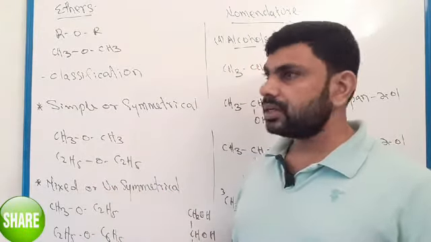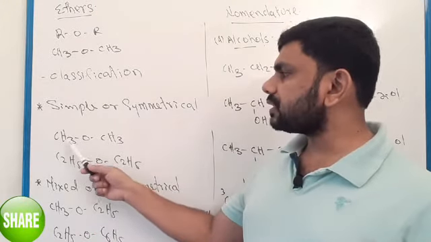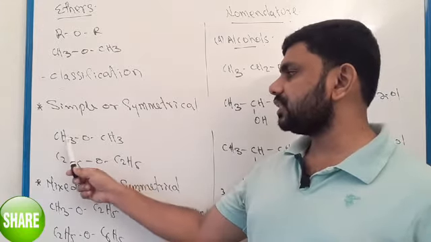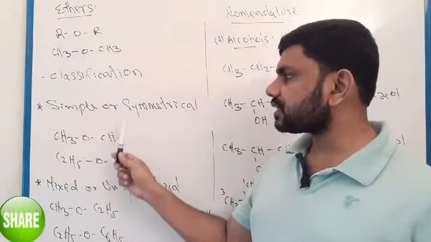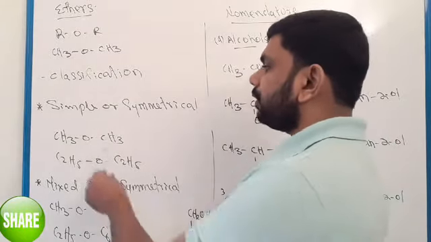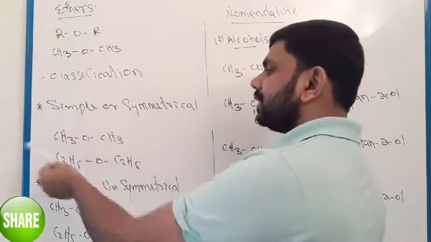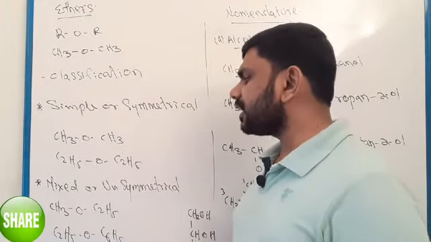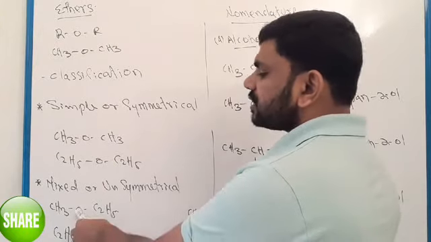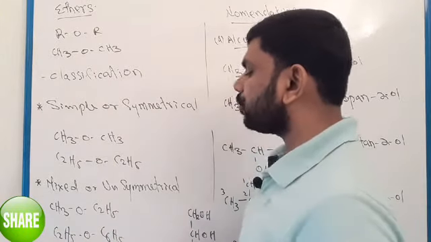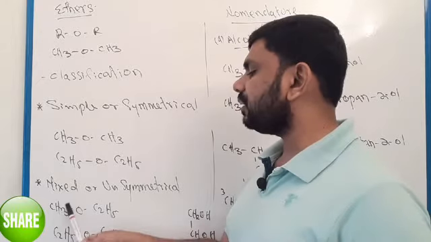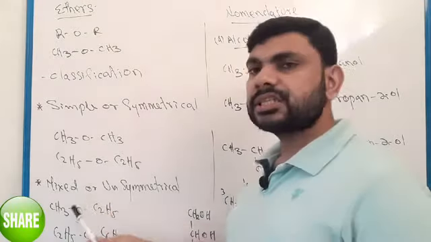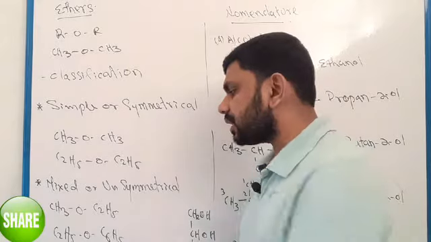Simple ether means on each side of the oxygen atom there is the same alkyl group. Look here, CH3 CH3, here C2H5 C2H5. These are symmetrical. Symmetrical means each side of the oxygen atom has the same alkyl group. This is symmetrical, or simple ether. Mixed ether means in the middle is an oxygen atom, and each side has a different alkyl group. Here C2H5, here CH3, different alkyl groups. This is called mixed ether or unsymmetrical ether. These are not symmetrical.